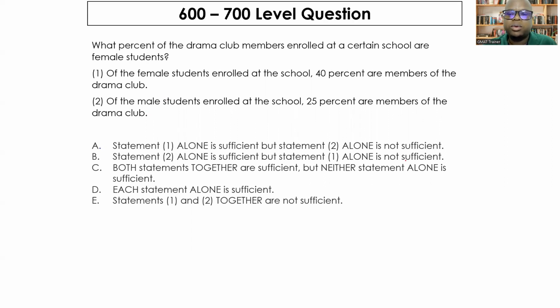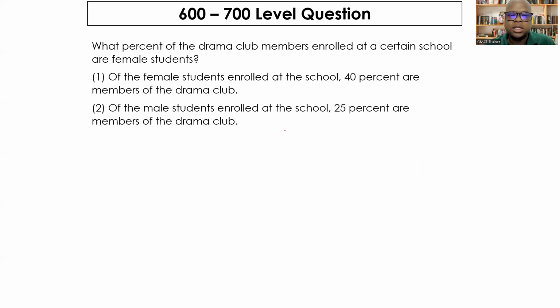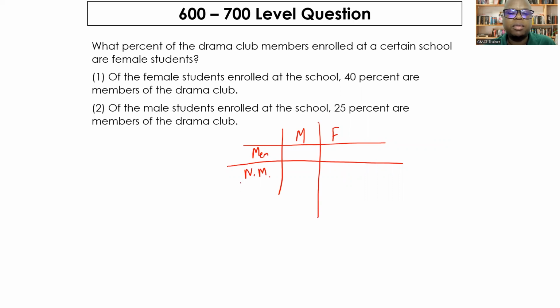We don't know anything else about this. So let's get some space. Since we have them either male or female, because we ask about the female ones, we have male students, then female students. Then we have those who are members of drama club, then non-members. So that's what you have in the matrix: male and female, members, non-members.